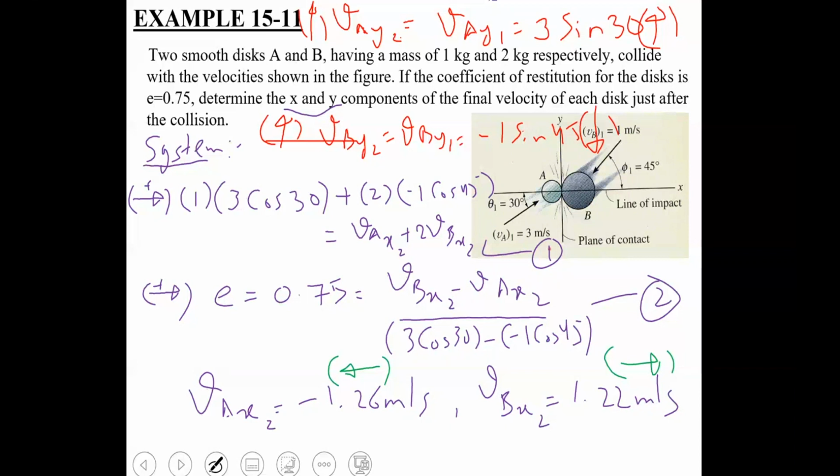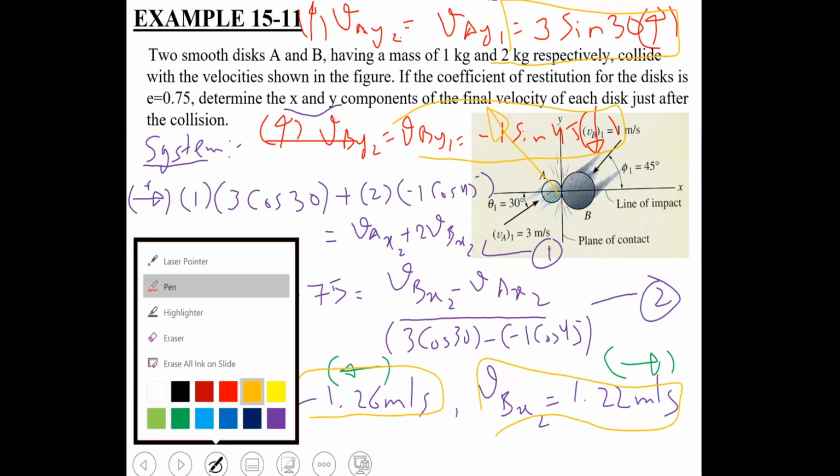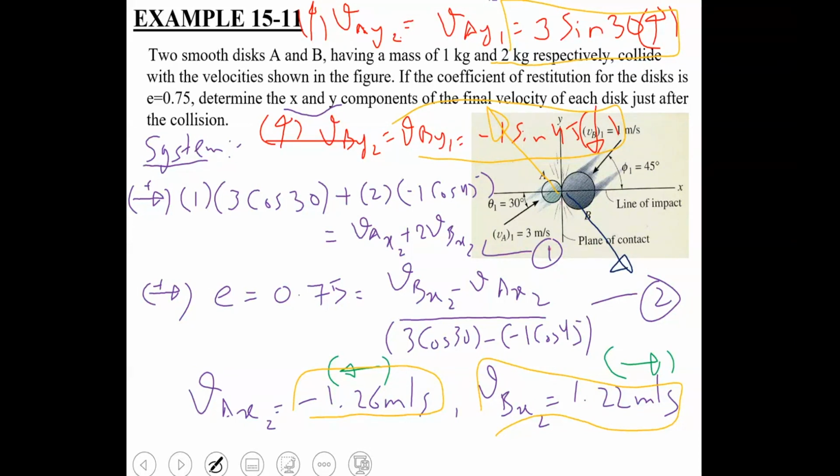So in which quadrant would VA2 lie? Any volunteer who can tell in which quadrant the velocity of particle A after collision, VA2, will lie? Second quadrant, because VAX2 came negative and VAY2 came positive. So negative positive means VA2 will be like this. Similarly, for particle B, X is positive and Y is negative. X positive, Y negative means which quadrant? Fourth quadrant. It means particle B is going to have velocity VB2 in the fourth quadrant, whereas VA2 is going to be in the second quadrant. So these two particles will rebound and move in these directions.